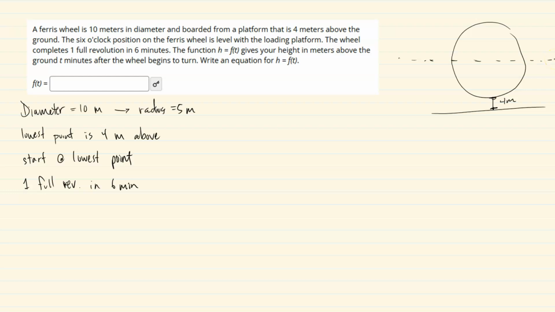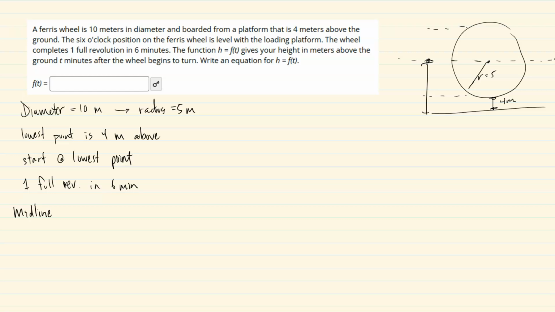So if the radius is 5 meters, then that tells us the midline, because remember that this sine or cosine function represents the height above the ground. So it's going to go back and forth between here and here like a sine or cosine function. But the middle of this is going to be the middle of the Ferris wheel. So the midline we can determine pretty easily.